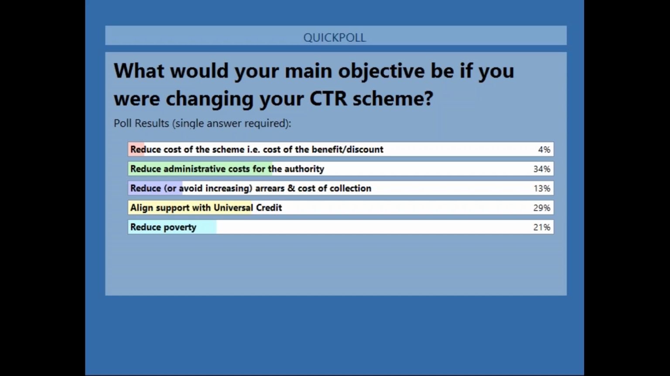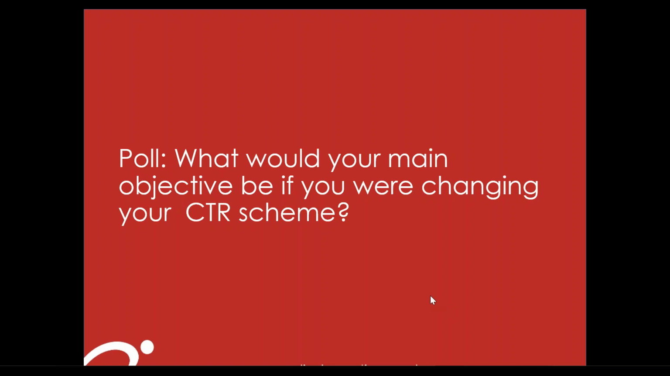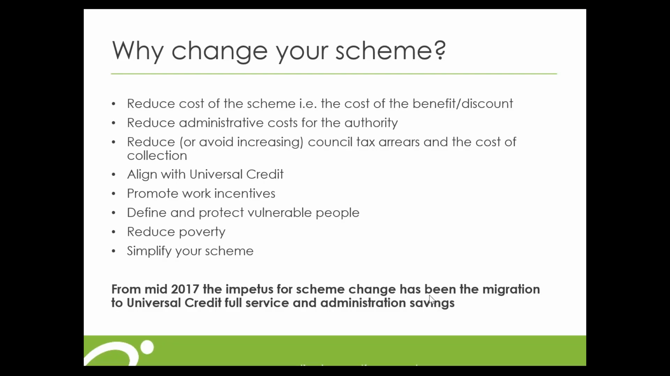It really illustrates exactly what we were seeing when we were talking to local authorities. So these are the impetus for change that we were seeing up to this point. And as I said, the main one up to now was usually reduce scheme costs. The other people wanted to promote work incentives, or align with universal credit, and aligning with universal credit can mean different things for different local authorities. For some, it can mean the same objectives as universal credit. For others, it can mean supporting those who are badly impacted by universal credit. So that has a sort of dual meaning.